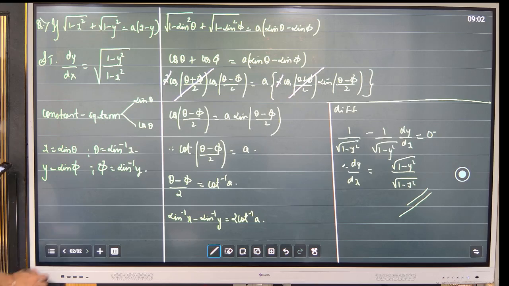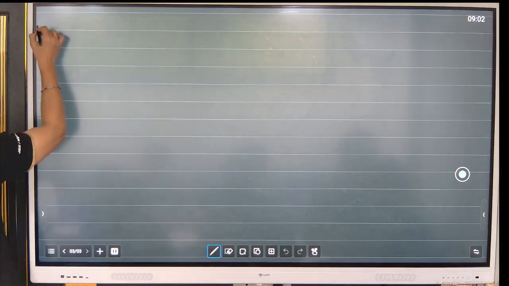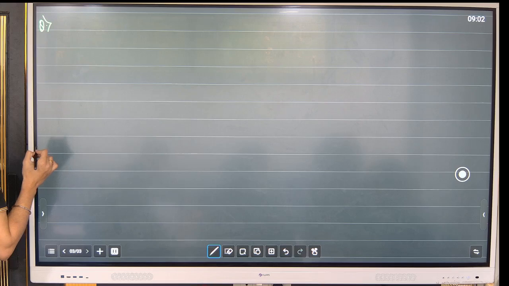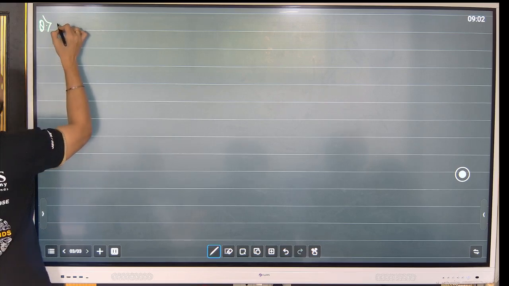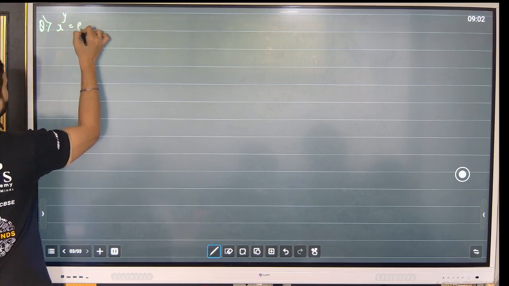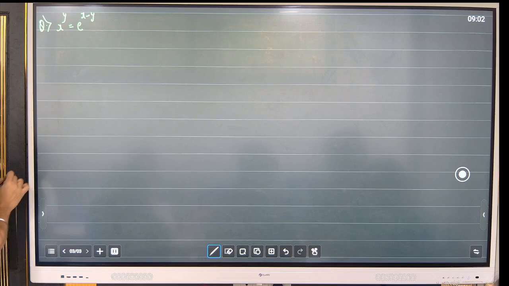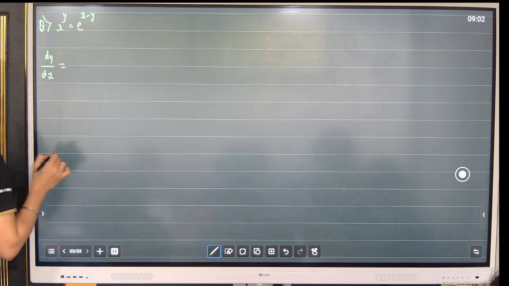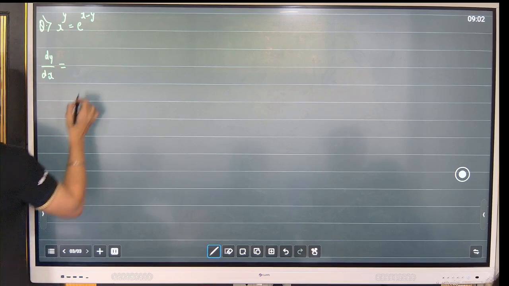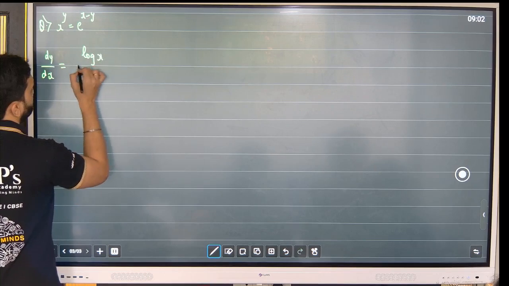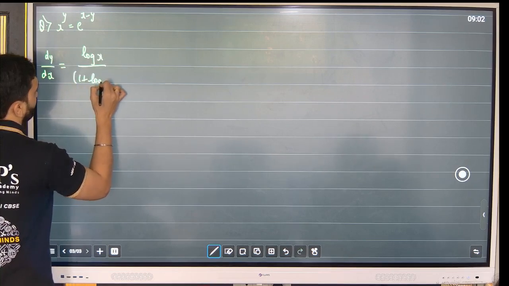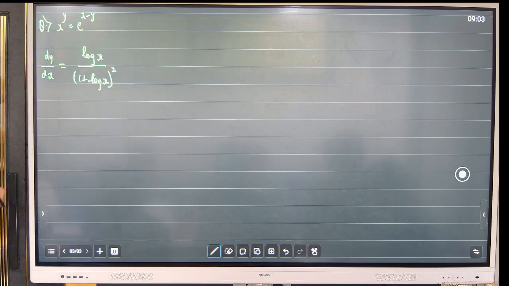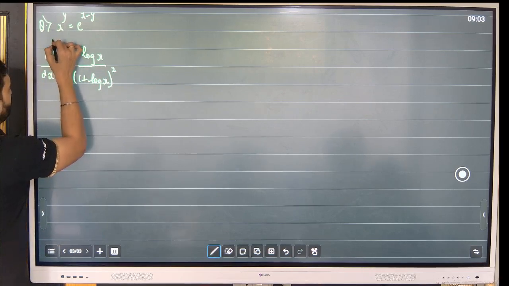Now there is one more sum. This is the next question. x raised to y is equal to e raised to x minus y. A very important sum. x raised to y is equal to e raised to x minus y. I have to show that dy by dx is equal to log x upon 1 plus log x the whole square. A very important sum, very easy sum. So this is what we have to prove.